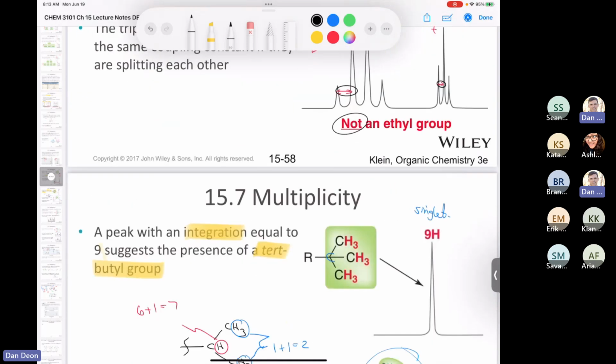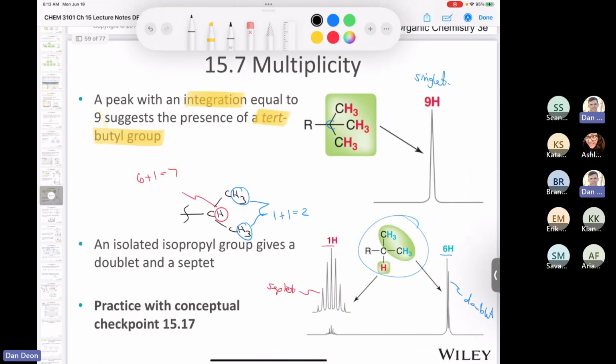So let's take a look at the next one, which was the tert-butyl. You can see all my scribbles on here from the last class. But if you get just a big old singlet that integrates for 9 protons, the only possibility would be a tert-butyl group. And then last class, we also reviewed the isopropyl group.